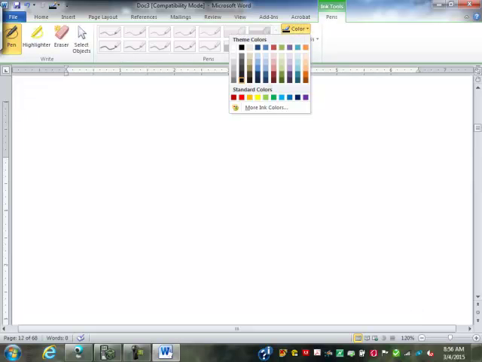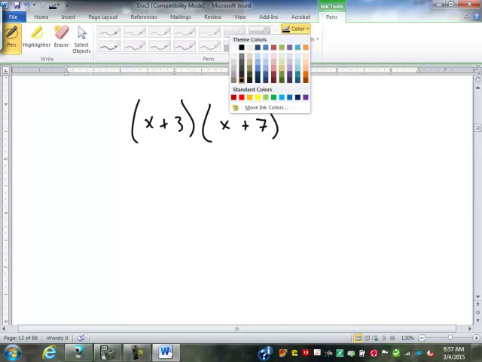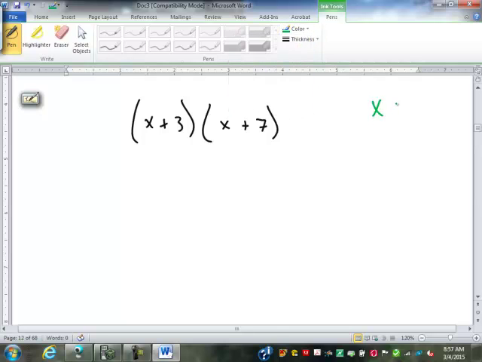Another process we talked about looks like this. What did we do when we saw something like that? Multiplying those together. How do we multiply them? We could use FOIL. If you liked FOIL, you could do that. FOIL, F-O-I-L: first, outside, inside, last.